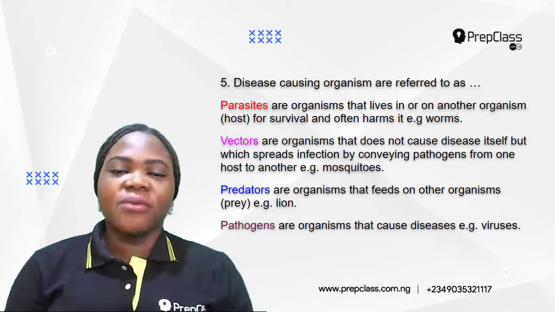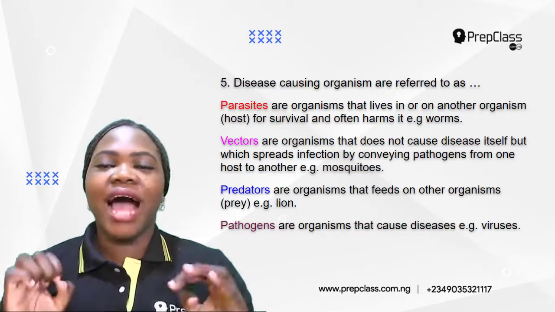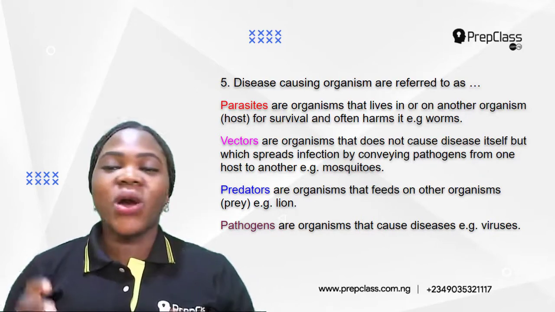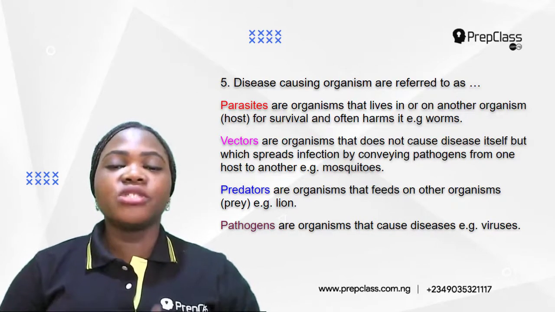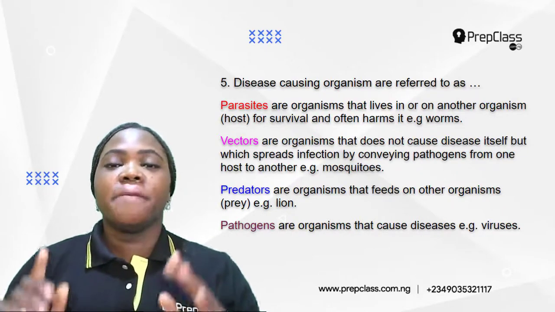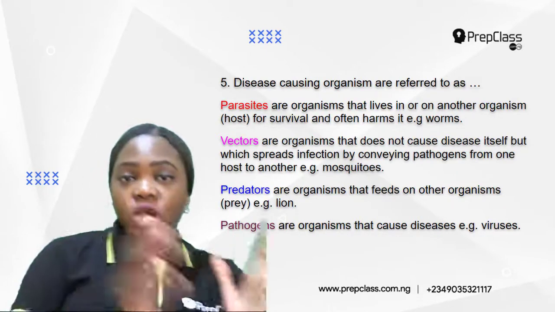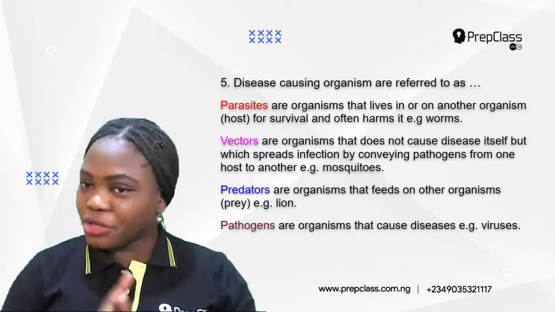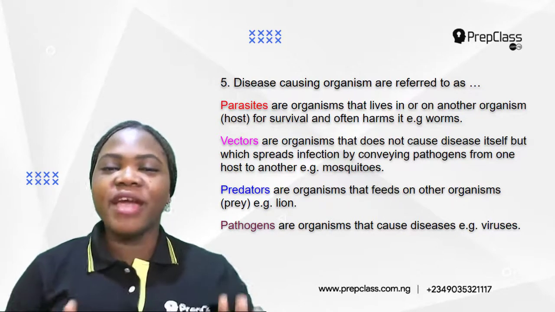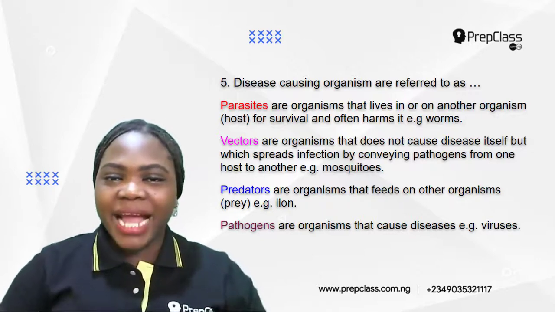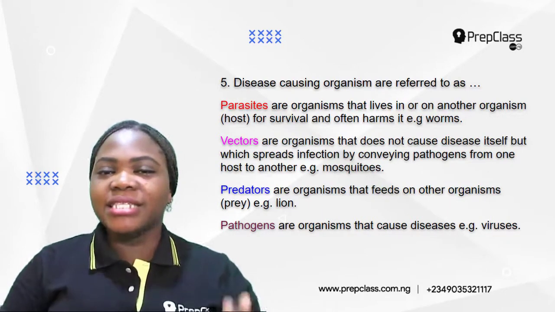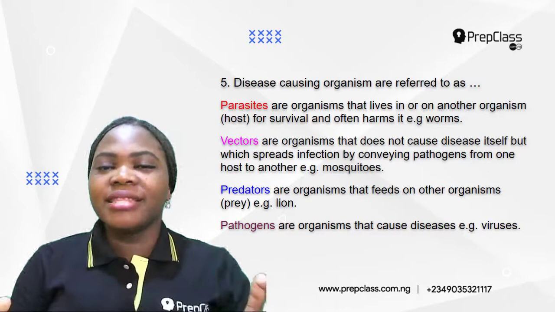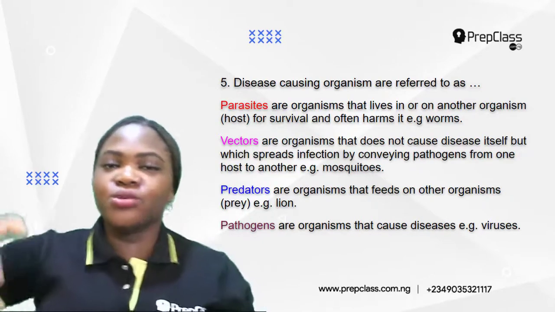Now, vectors. What are vectors? Vectors are organisms that do not cause disease themselves, but which spread infection by conveying pathogens from one host to another host. So they do not actually cause disease, but they can spread the infection by carrying the pathogens, that is the organisms that cause diseases. They carry them from one host to another.